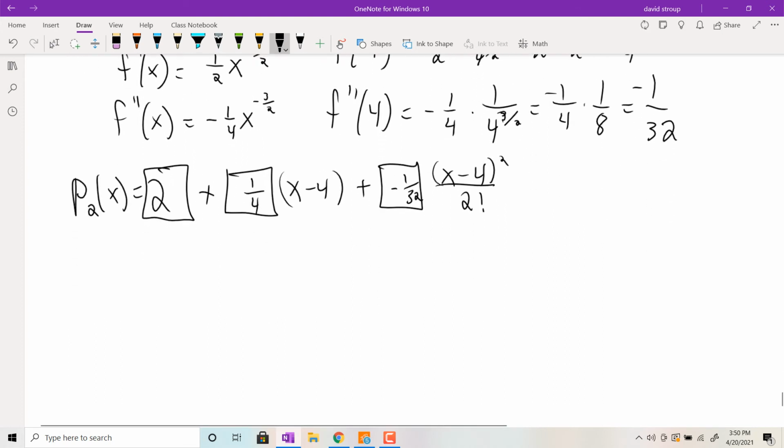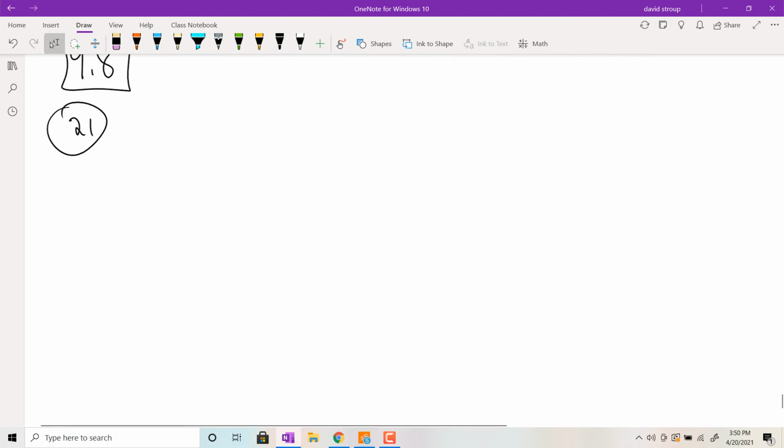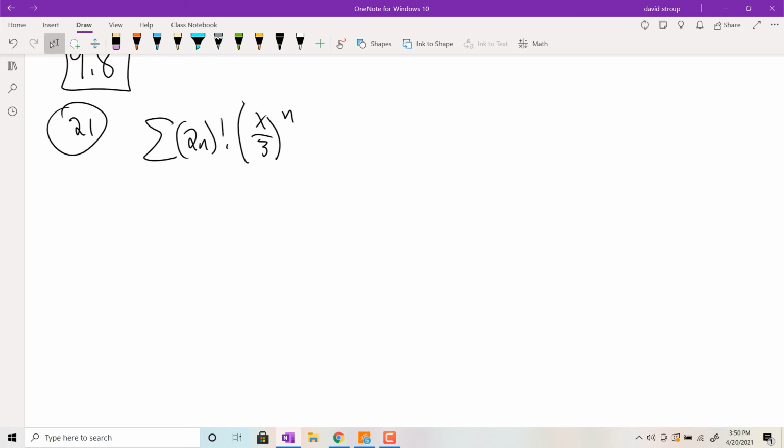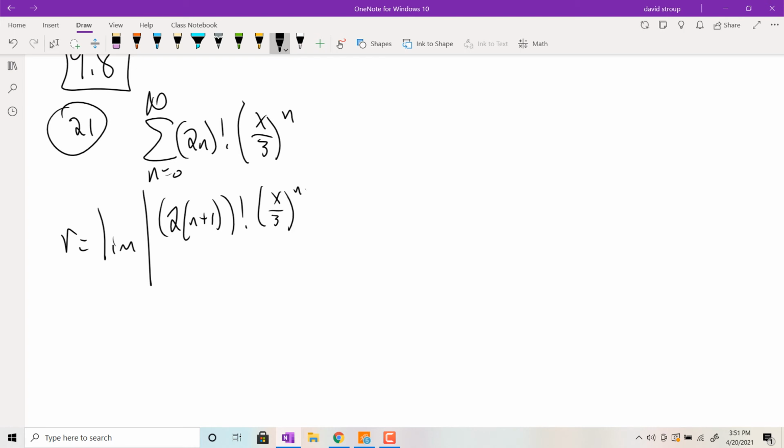Okay, 9.8, I like these interval of convergence problems, so expect to see one of those. Let's look at 21. We have the sum of 2n factorial times x over 3 to the n from n equals 0 to infinity. Okay, so to do these interval of convergences, you're using the ratio test. So we need a sub n plus 1 over a sub n. So 2 times n plus 1. So replacing n's with n plus 1's times x over 3 to the n plus 1.